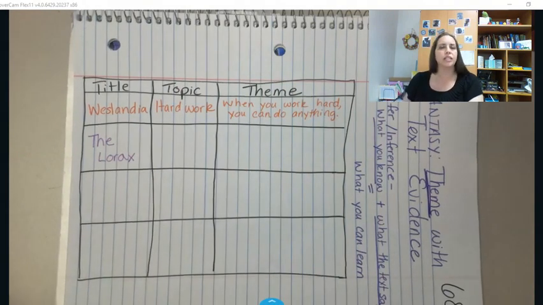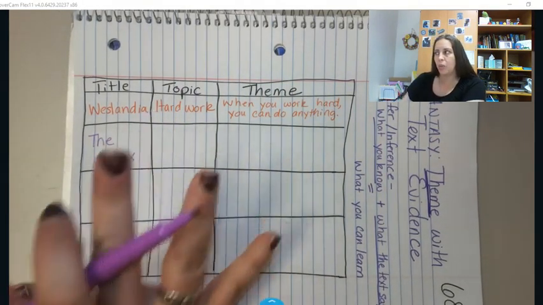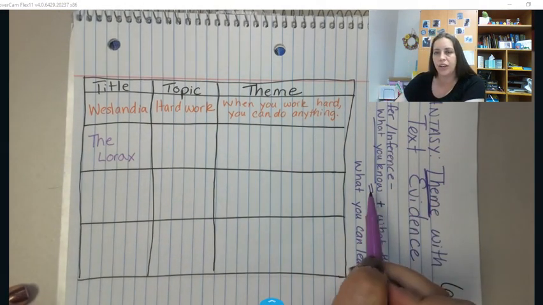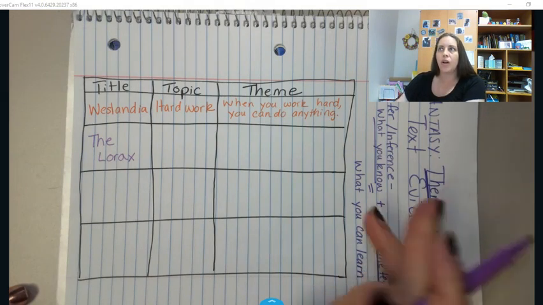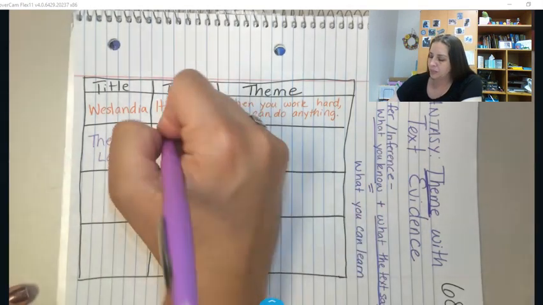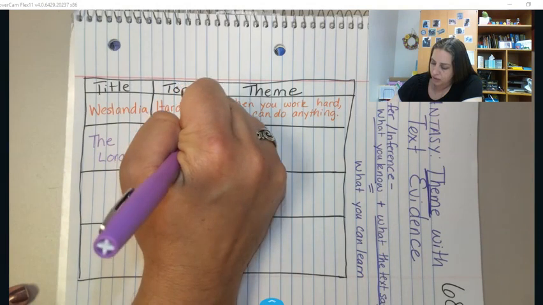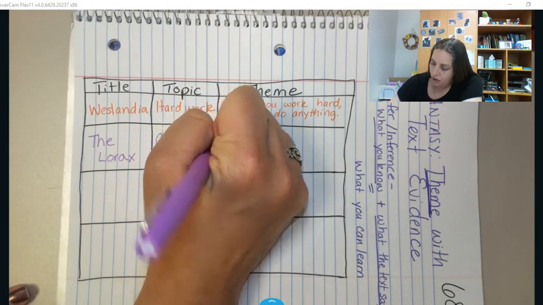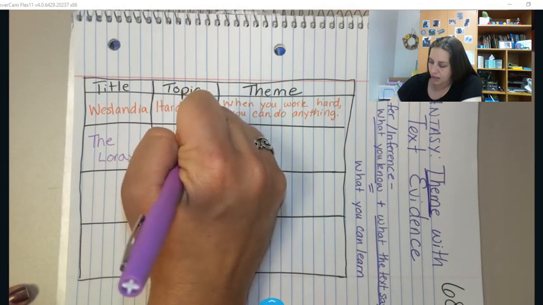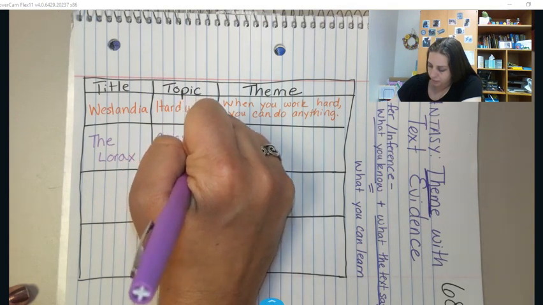Now, The Lorax is a little different. The Lorax topic isn't very well known or something that was in there. I took what I already know, that they were talking about all of the different things that were breaking in the environment, and I said, conservation. That's our topic. And conservation basically means take care of the environment.